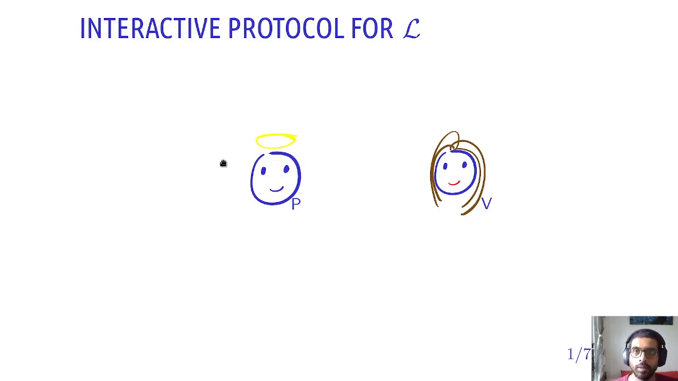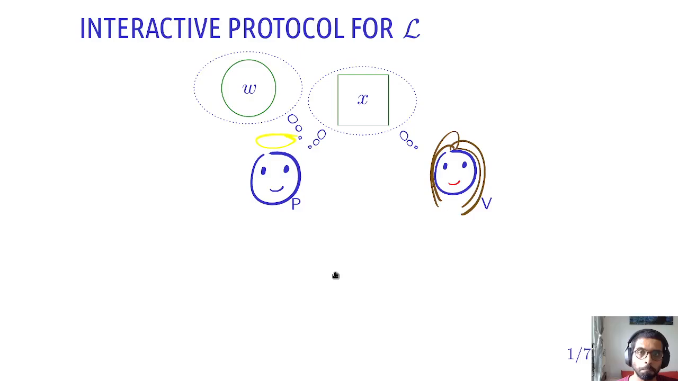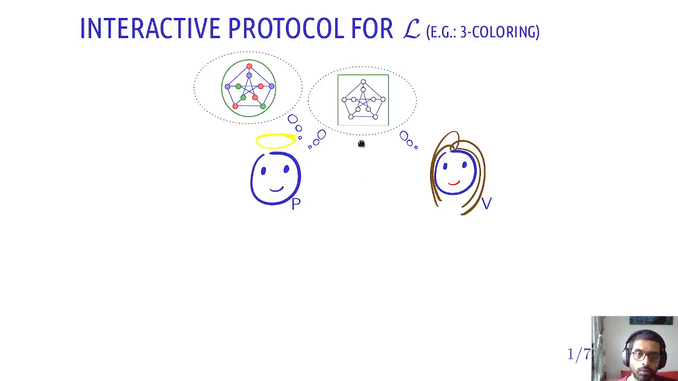So let's define interactive protocols so that we are on the same page. Here we have a prover P and a verifier V who both know some instance X of some language L. We will be interested in the efficient prover setting, where the prover also knows the witness W to the instance X. For concreteness, you can think of the language three-colorability. The instance X here would be an undirected graph, and a witness for this instance would be a three-coloring of the graph.